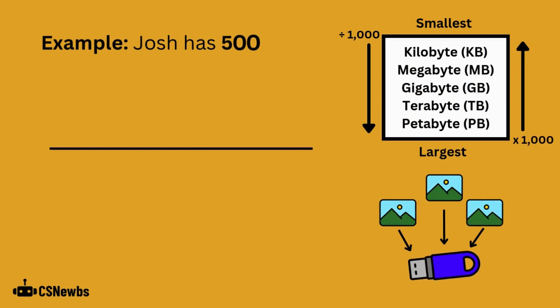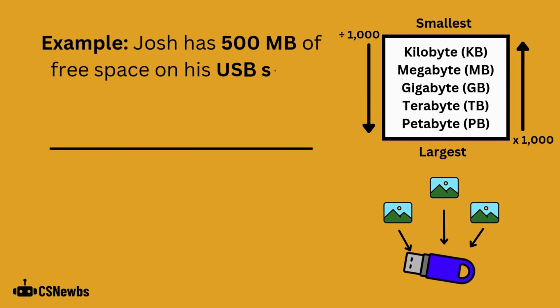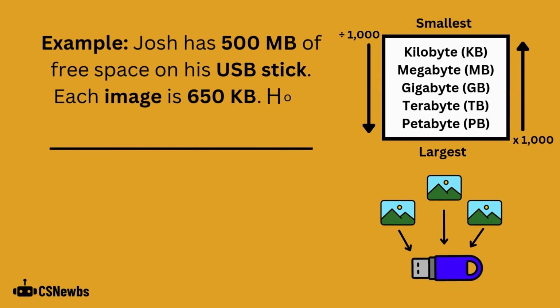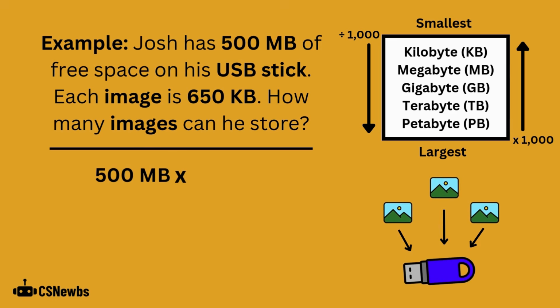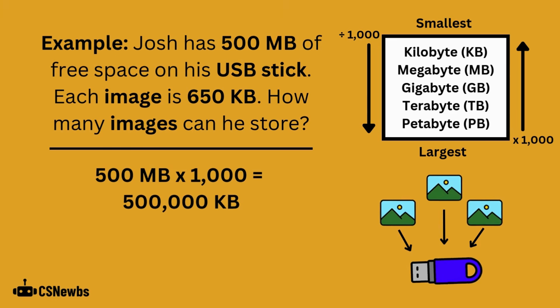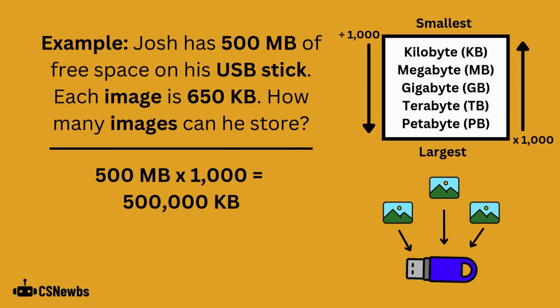Here is an example. Josh has 500 megabytes of free space on his USB stick. Each image he wants to store is 650 kilobytes. How many images can he store? We need to convert the 500 megabytes into kilobytes so that we can accurately compare them. 500 megabytes, we multiply by 1000 to turn it into 500,000 kilobytes.